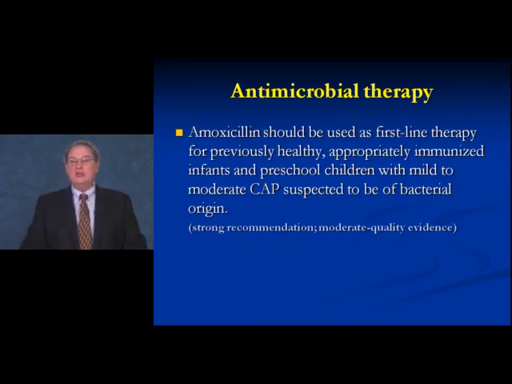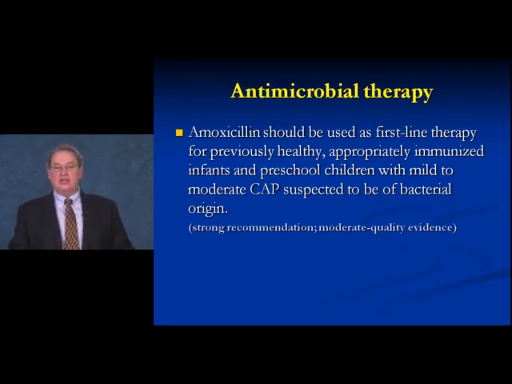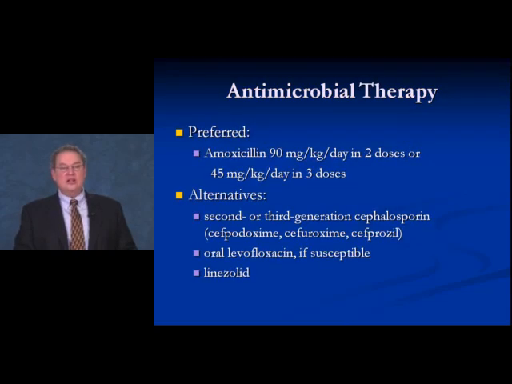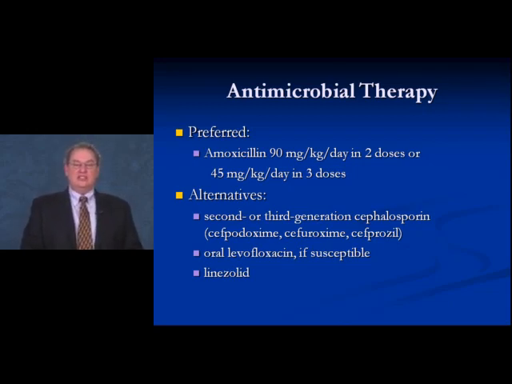Given that strep is the most common organism, the antimicrobial recommendation is to begin with amoxicillin. It should be used as first-line therapy for previously healthy, appropriately immunized infants and preschool children with mild to moderate pneumonia suspected to be of bacterial origin. Here are the dosing recommendations. Amoxicillin starting at 90 milligrams per kilo per day in 2 doses, or 45 milligrams per kilo per day in 3 divided doses. And the alternatives include a second or third generation cephalosporin, levofloxacin, or linezolid.